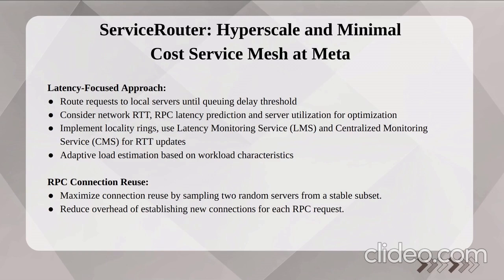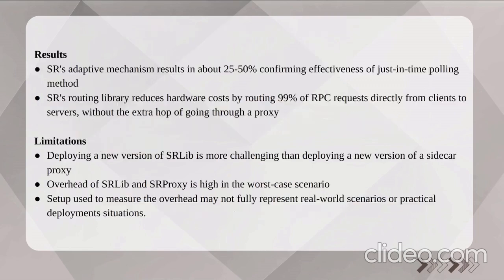They also introduce a new technique called RPC connection reuse, where they randomly sample two servers from a stable subset of servers and maintain a connection reuse between those servers, thereby reducing the overhead of establishing new connections for every RPC request. All these optimizations result in 25 to 50% effectiveness, and the service router's library reduces the hardware costs by 99%, because they do not go through the extra hop of the proxy and directly jump from clients to the servers.